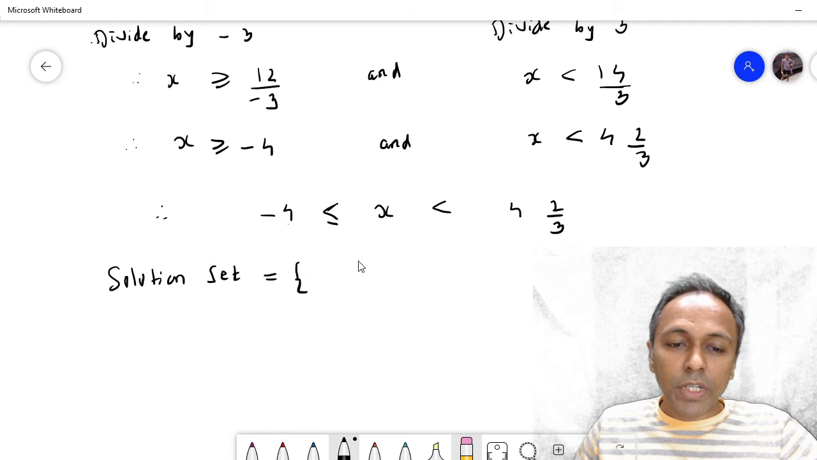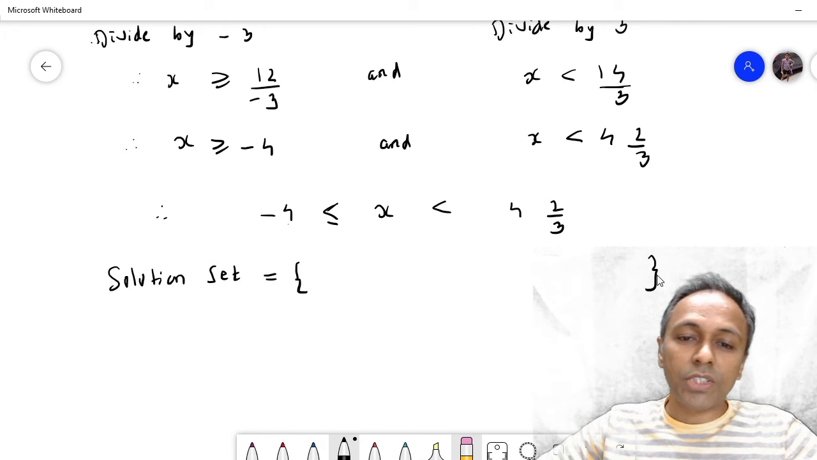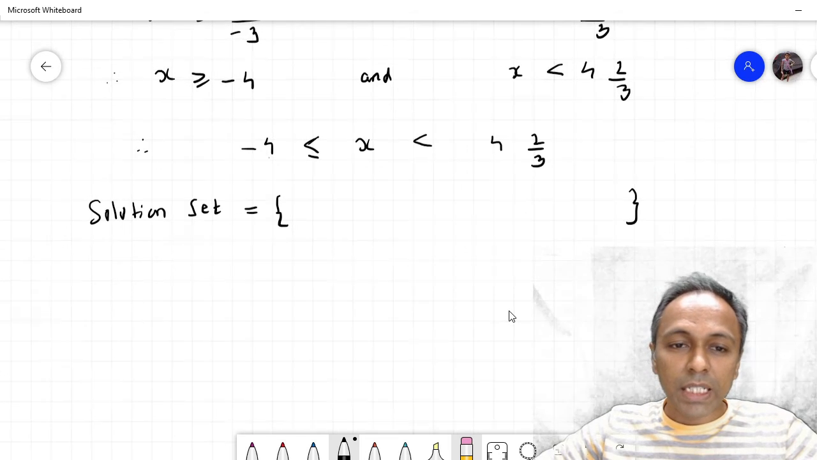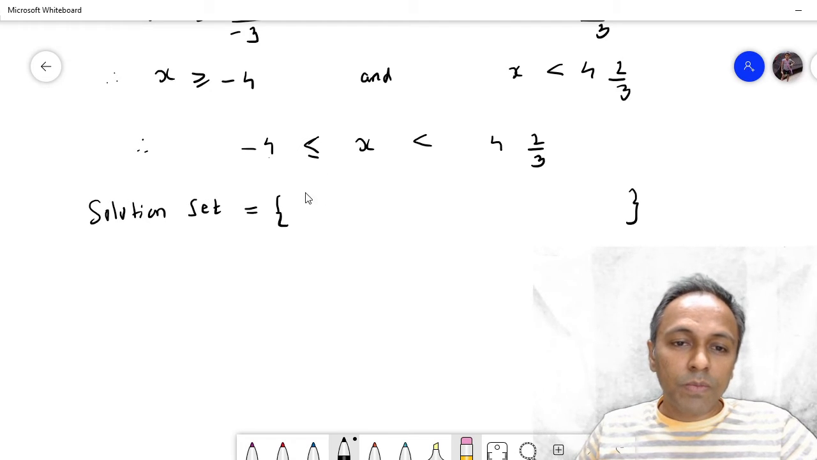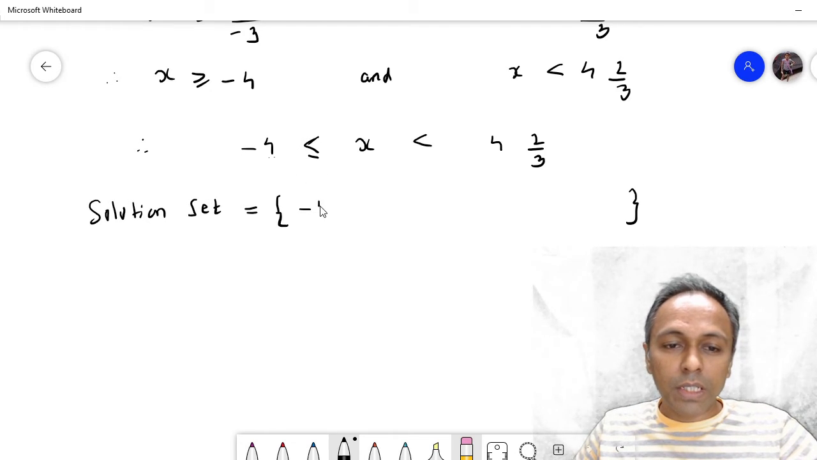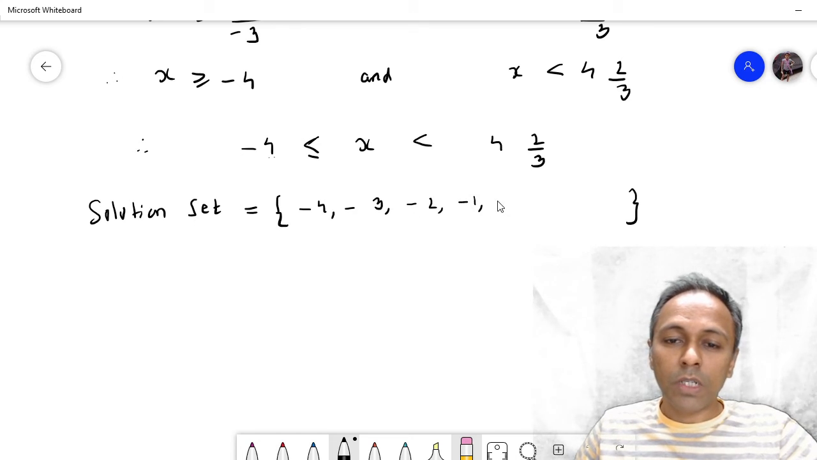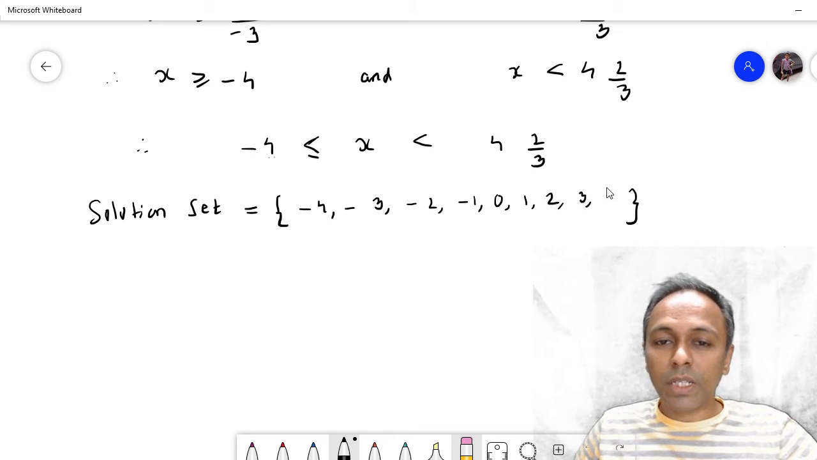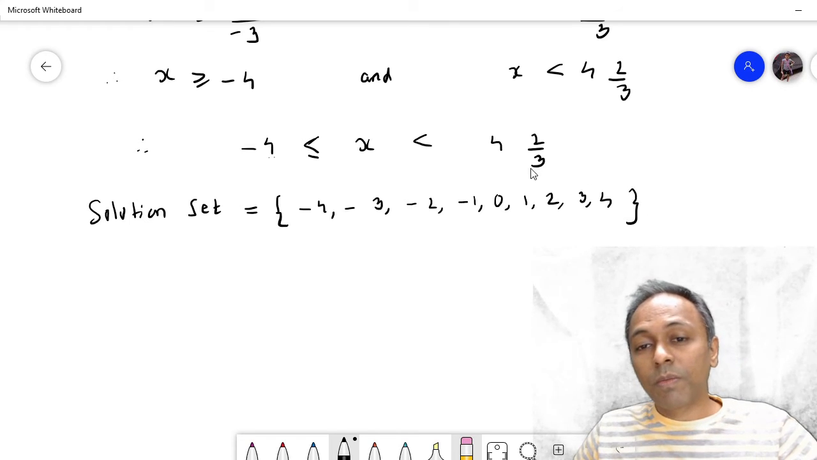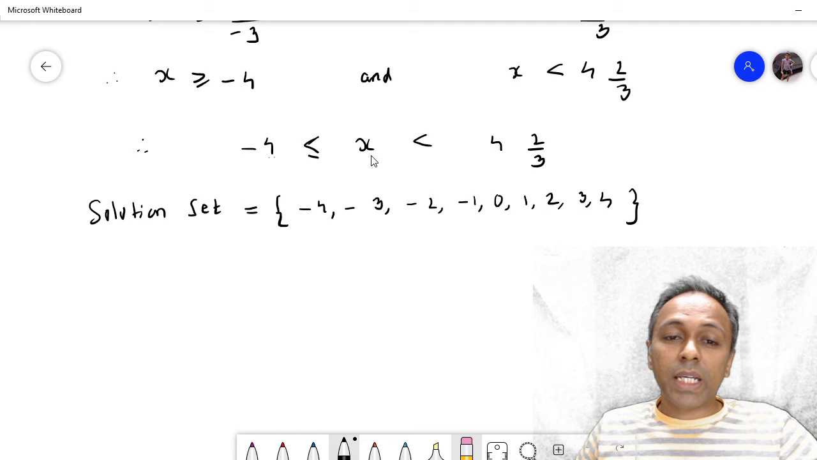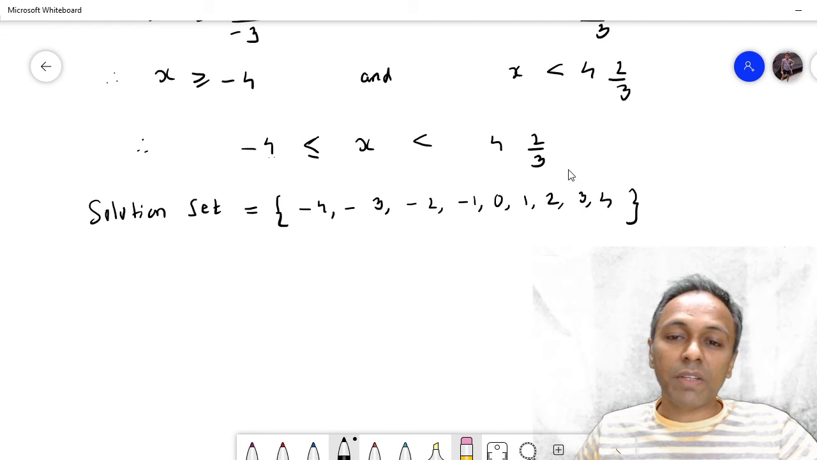As your x belongs to Z, which is the set of integers, integers can be negative, 0, positive. So will -4 be included? Yes. The next integers will be -3, then -2, -1, 0, 1, 2, 3. Will 4 come up here? Yes. Will 5 come? No, because you want x to be less than 4 2/3. 5 will be greater. That is your answer.